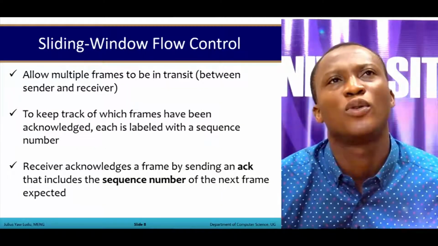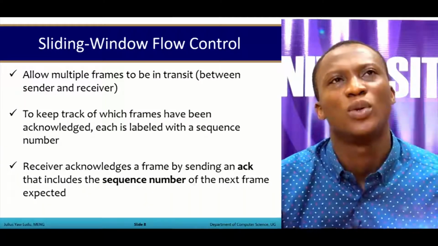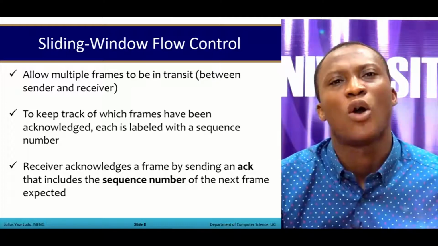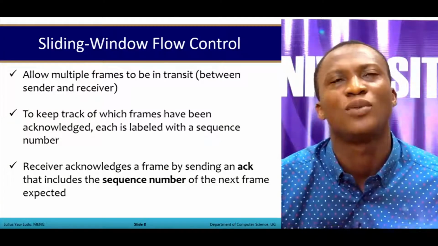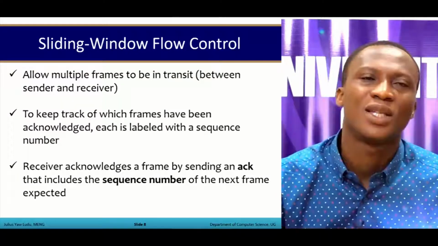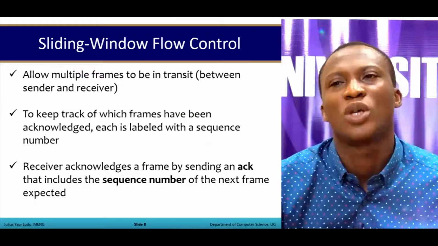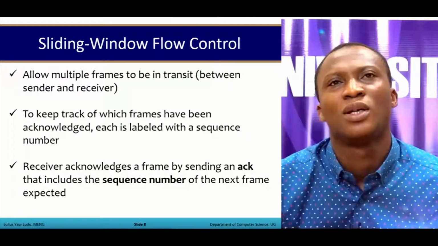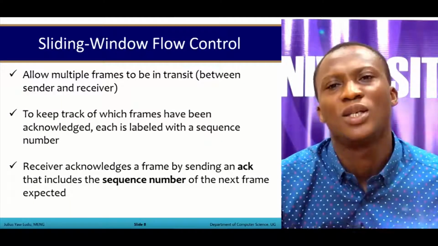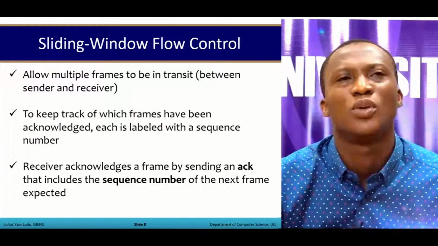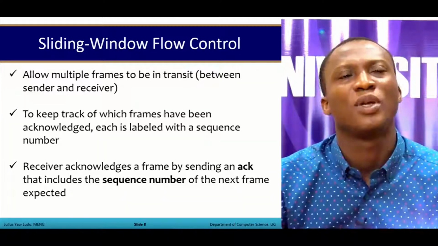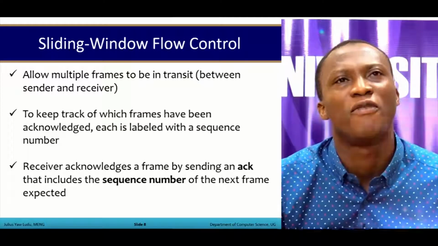The next flow control has to do with sliding window. Unlike stop and wait, sliding window allows multiple frames to be transmitted between the sender and the receiver, and keeps track of which frames have been sent or which frames have been acknowledged. Each frame is labeled with a sequence number. So we have 1, 2, 3 being labeled to the frames.